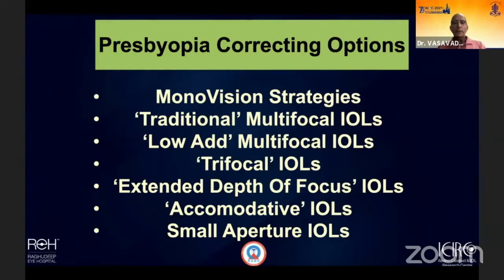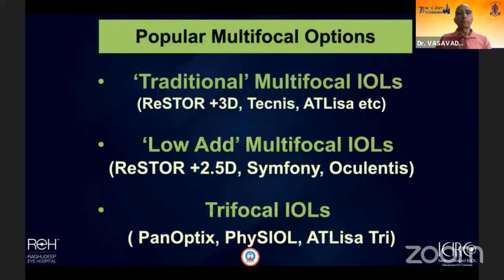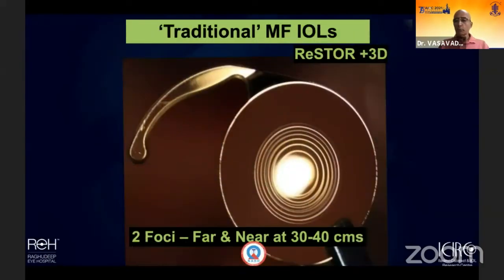Accommodative and small aperture IOLs are still there and are trying to establish their value with time. The popular multifocal option until recent times was the traditional one with a +3 near addition. Typical ones are Restore, Technis, Acrysof, etc. And then the low adds with Oculentis, Symphony, and the 2.5 Restore. And then came the game changer, trifocals. And now we have even further improvement on these trifocals as we progress.